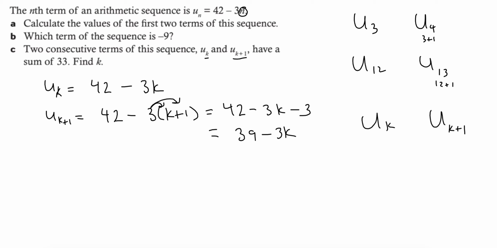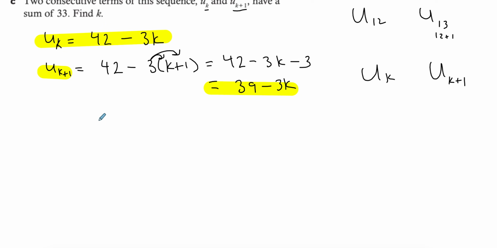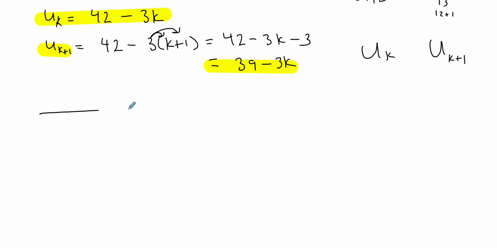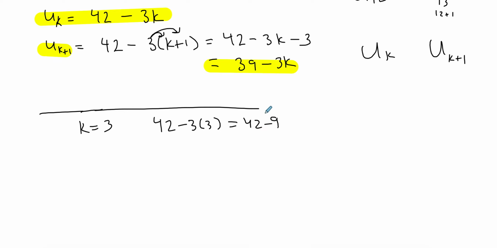So now I have two ways. I have a way of expressing this term and the term next to it. So I have a way of describing them, especially if I don't know what k is. But if I substitute anything in here, let's ignore the sum of 33 now, just so I can explain this part. If I say k is 3, then I substitute it in here. I go 42 minus 3 times 3, so that's 42 minus 9, and that's going to give me 33.